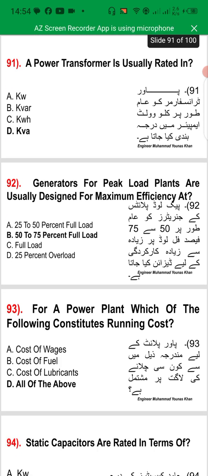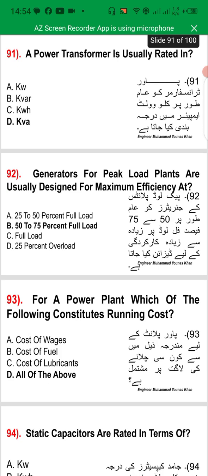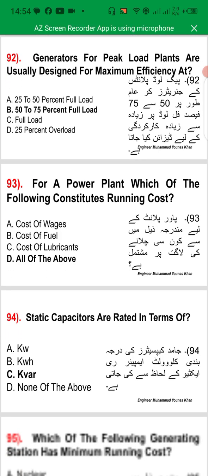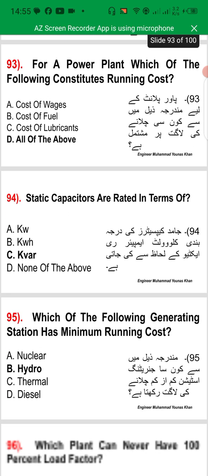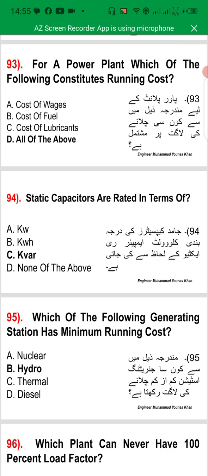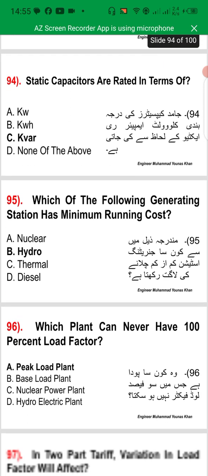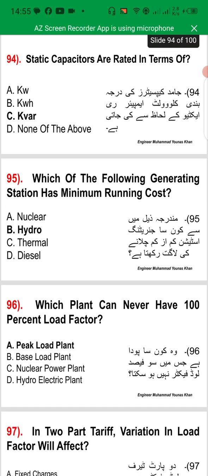A power transformer is usually rated in kilovolt ampere. Generators for peak load plants are usually designed for maximum efficiency at 50 to 75% full load. For a power plant, which of the following constitutes running costs? Cost of wage, cost of fuel, cost of lubricants. Static capacitors are rated in terms of kVAr.